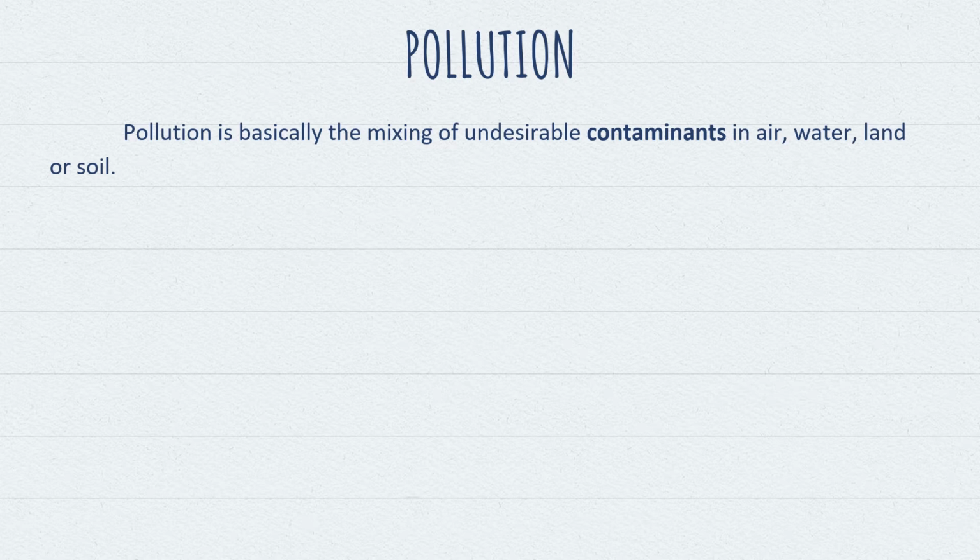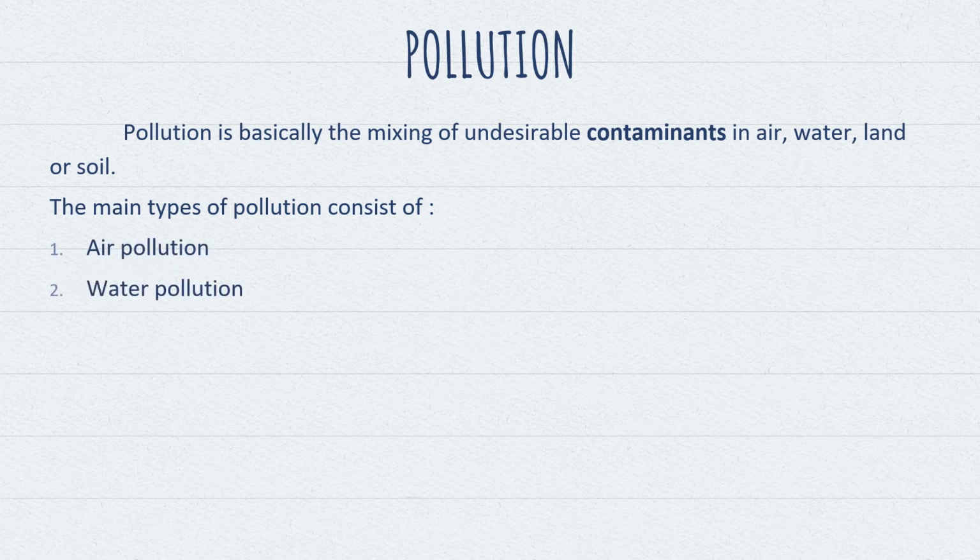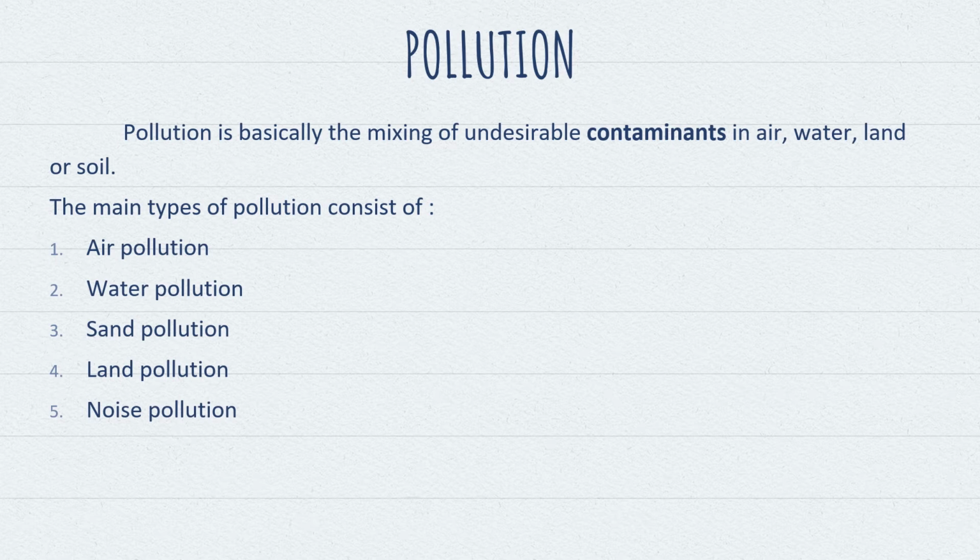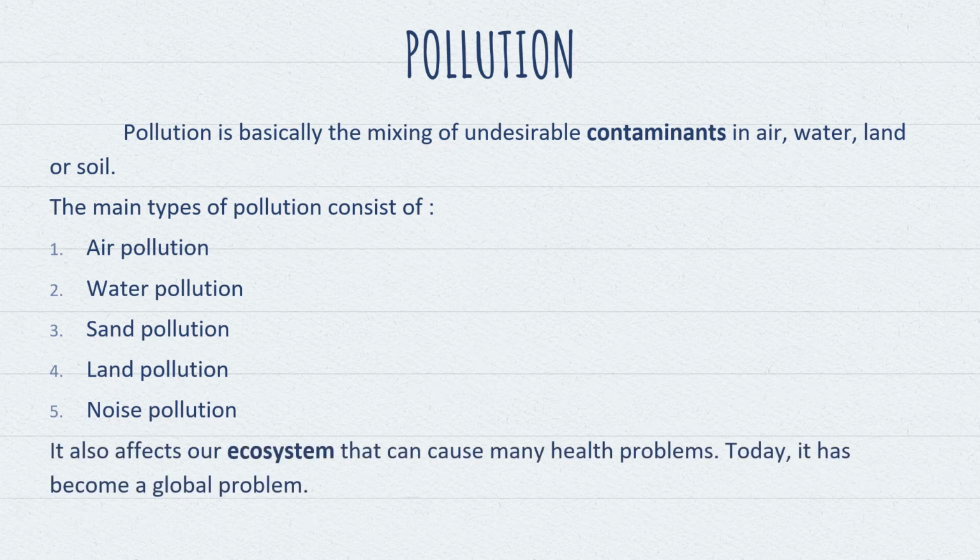The main types of pollution consist of air pollution, water pollution, land pollution, and noise pollution. It also affects our ecosystem and can cause many health problems. Today it has become a global problem. Now, how is the ecosystem being affected by this? Can anyone please tell me the meaning of ecosystem? What do you understand by the meaning of ecosystem here?